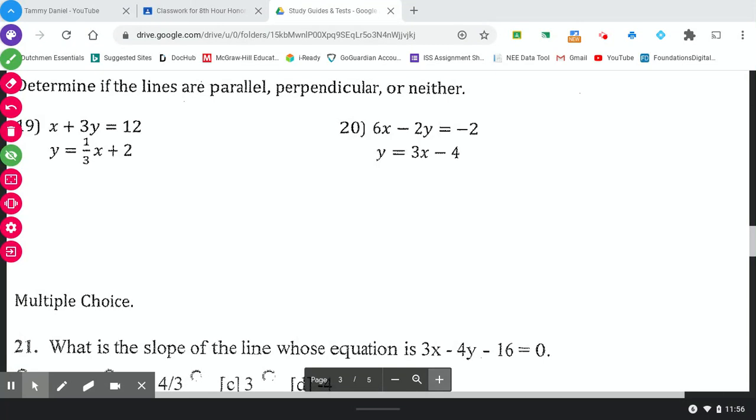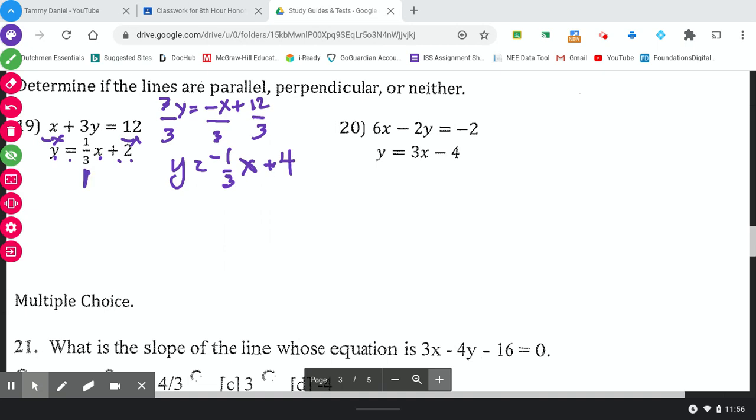And so when you do these, you have to have them in the same form. So like this one is in y equals mx plus b form. This top one, however, is not. So we need to subtract x from both sides, and we get 3y equals negative x plus 12. And then we divide by 3, and we get y is negative 1/3 x plus 4.